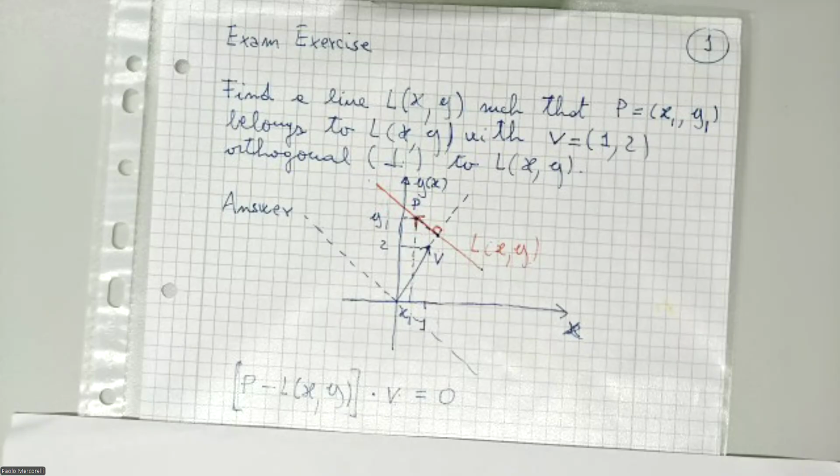The line. I don't know if it's visible from here. Because if L of (x, y) equals P, the condition is satisfied. This is correct independently of the orthogonality. I mean, please pay attention.